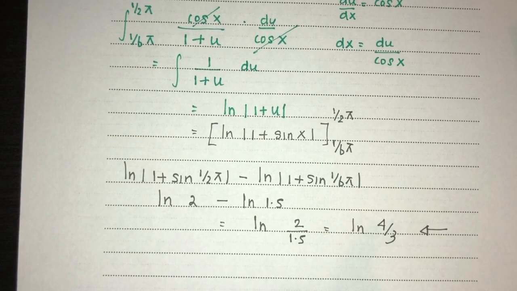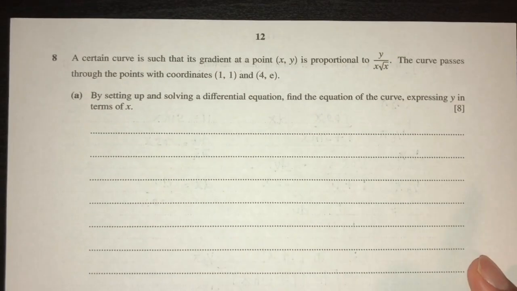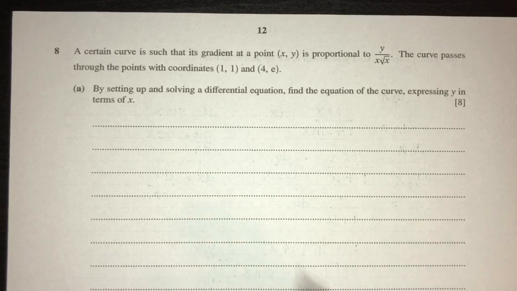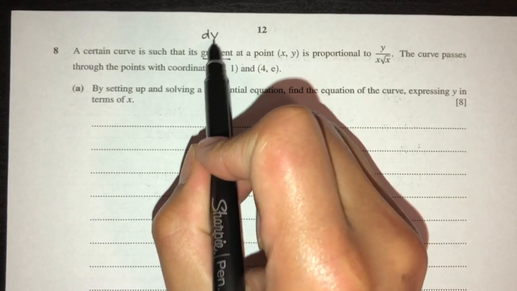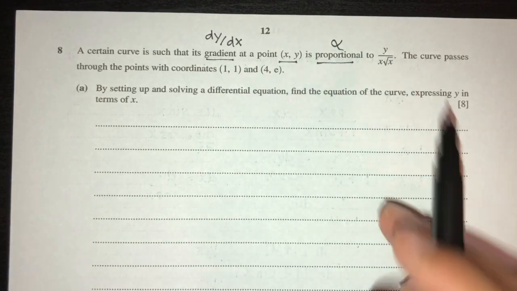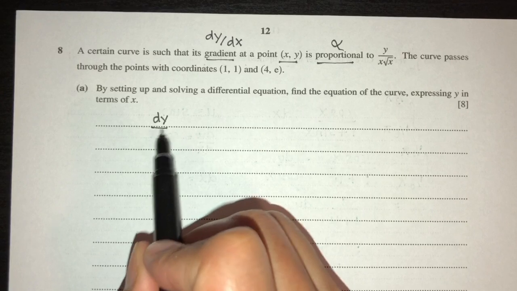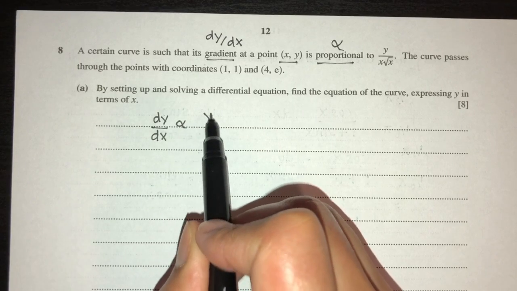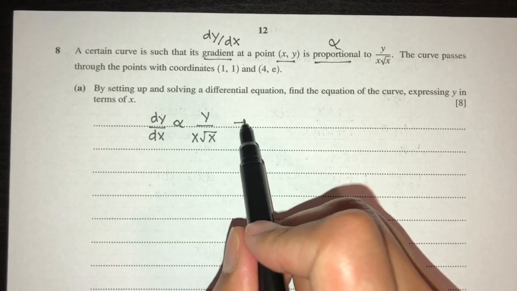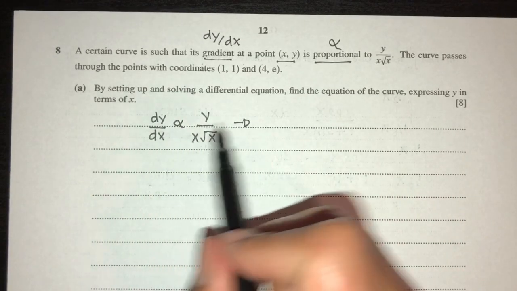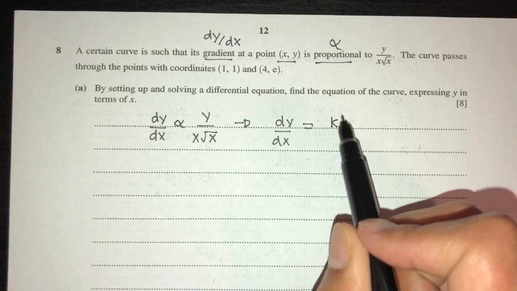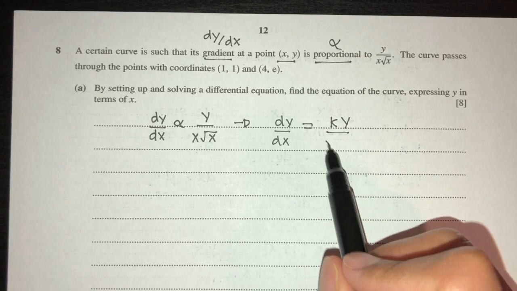This is question number 7. Now let's move on to question number 8. A certain curve is such that its gradient, so whenever you see gradient, you know it means dy by dx, at a point x and y is proportional to this one. So basically right now we have this equation. It is proportional to y over x times root x. Now, as you know from O-level paper 1, whenever you have proportional, you can rewrite this as dy by dx equal to a constant of proportionality k times this, y over x root x.